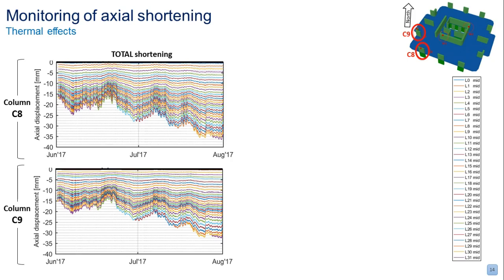But we can see here that there are these fluctuations in shortening. It's not quite linear at all. And those match very precisely with periods when high temperatures were measured.